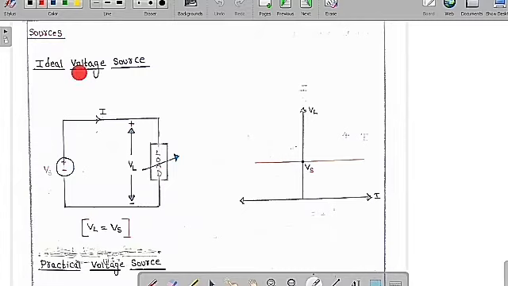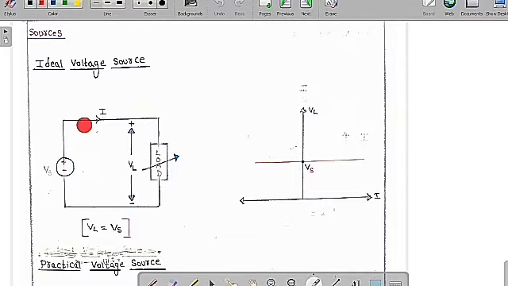Now we are going to discuss some of the sources which are important in electric circuits. The first type of source is the ideal voltage source. For the ideal voltage source, the diagram will be in this manner. You can see clearly this is an ideal voltage source. For an ideal voltage source, there will be no internal resistance. So this is Vs, and we are going to connect a load. It is of variable nature. I am going to assume the load voltage is VL and the load current is I.